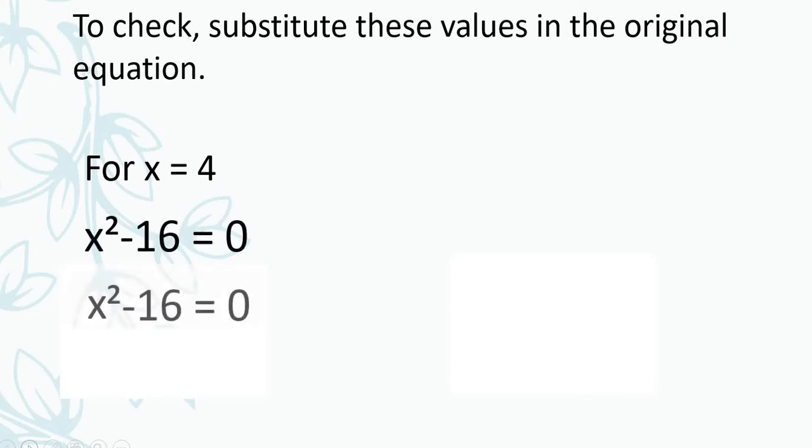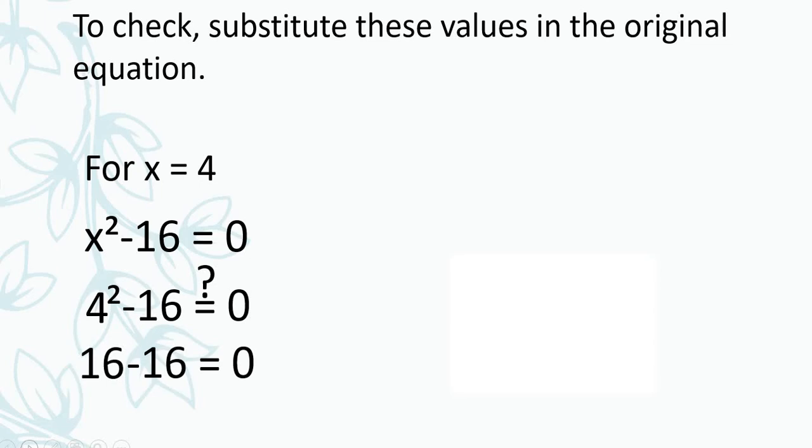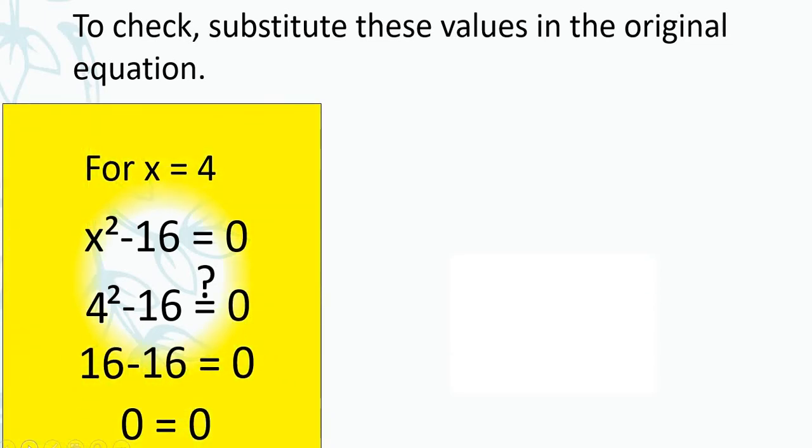To check, substitute these values in the original equation. Let's use the first root, which is positive 4. In the original equation, x squared minus 16 is equal to 0. So all you need to do is to substitute the value. Remove x, replace it with 4. What is the value of 4 squared? 4 times 4 is 16. So 16 minus 16 is 0.